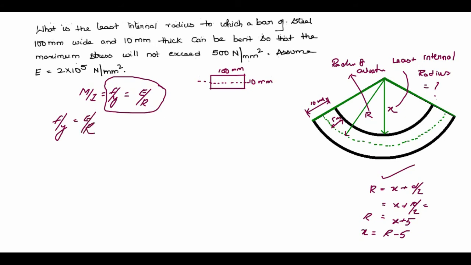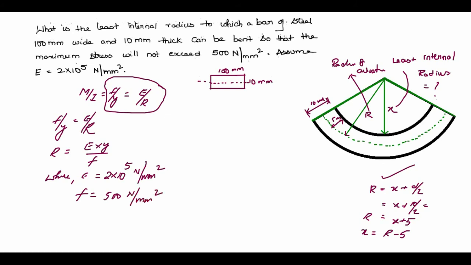I'm trying to find out the value of R. So R is equal to E into y divided by F. Now, what are the values of these parameters? E is equal to 2 into 10 to the power of 5 Newton per mm square. This is given in the question. And what is the value of F, the maximum stress that can be allowed, which is equal to 500 Newton per mm square. Let me write this as F max, because this is the maximum stress that is allowed in the body.